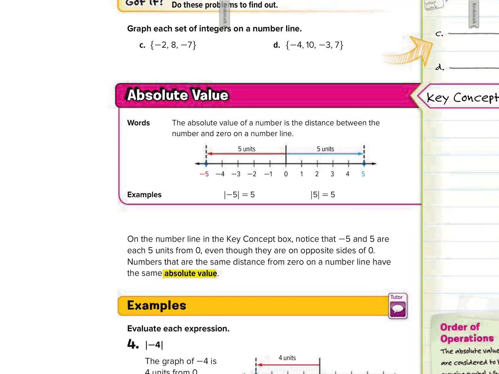Now, absolute value represents your distance from 0, how far away you are from 0. Now, -5 is 5 steps away from 0. +5 is 5 steps away from 0. So the absolute values of both are 5, right? Now, absolute values are always positive. Okay, it just tells you how far away from 0 they are.